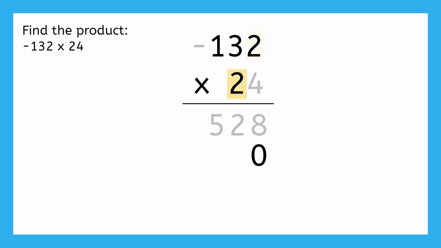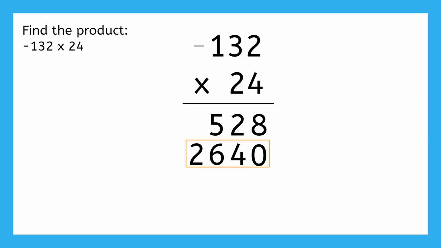2 times 2 is 4, which goes here to the left of 0. 2 times 3 is 6, which then goes here. And finally, 2 times 1 is 2, which goes to the left again. What's our last step? Right. What we have here is the product of 4 times 132 and the product of 20 times 132. We need to add them together.